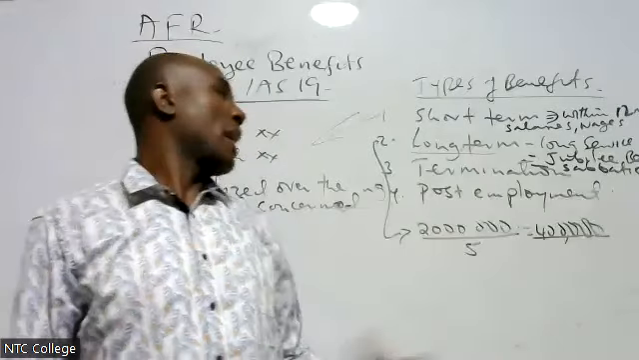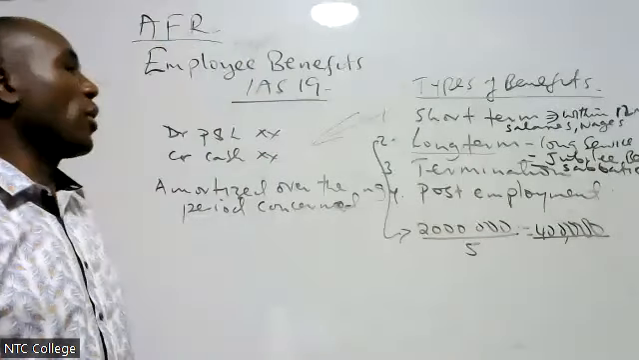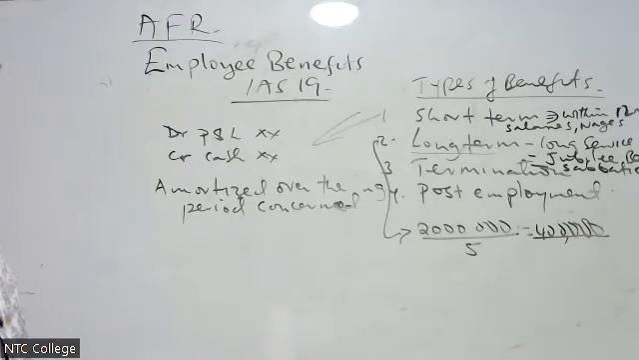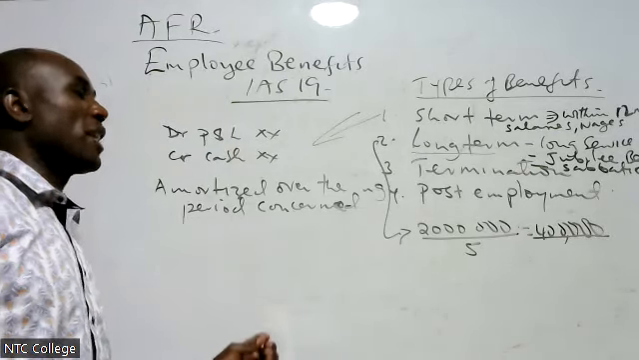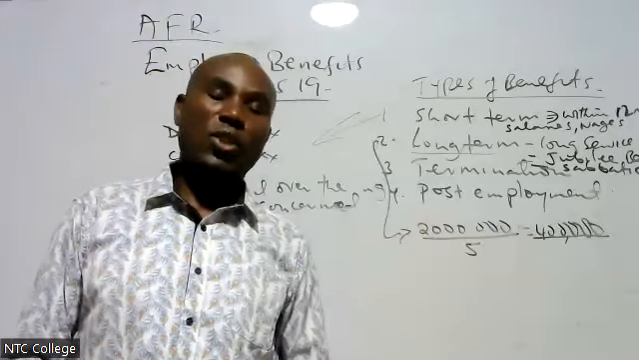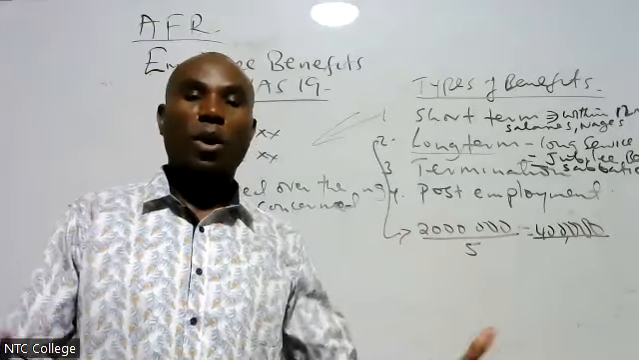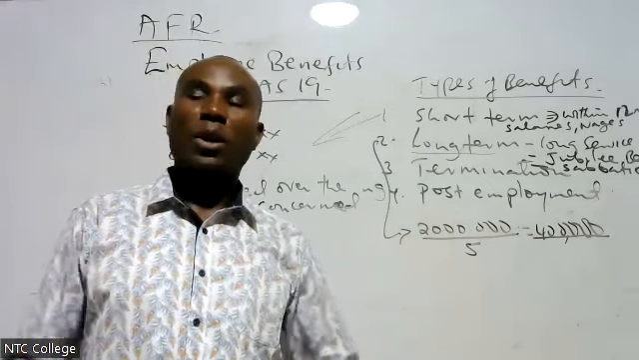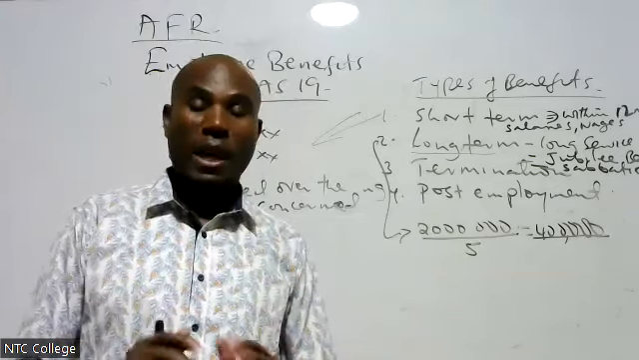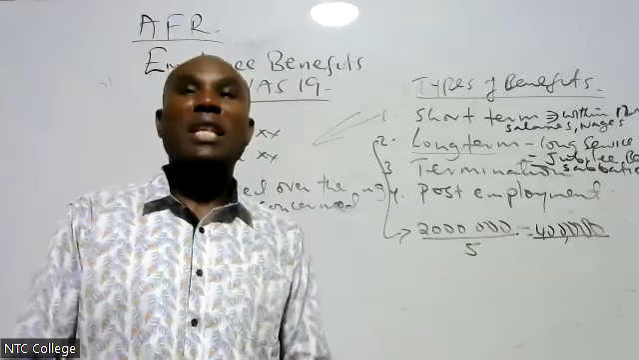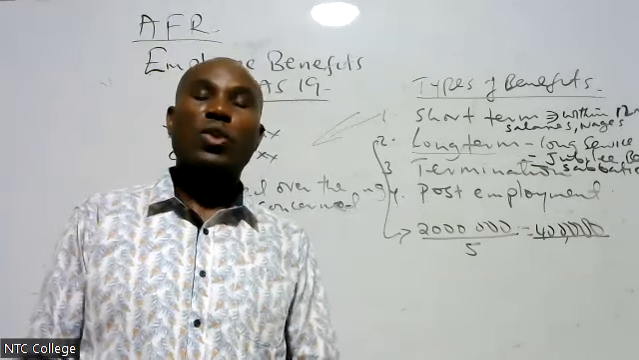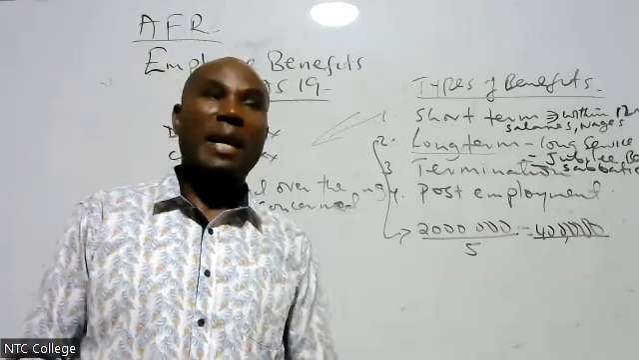Okay, therefore, we are going to amortize it over the period concerned to recognize a liability and the expense there. Then we come to termination. This is where the employer might terminate your contract before normal retirement. Maybe the company is not doing well, therefore they will want to lay off some employees. Now, in the process, these employees need to be compensated. That compensation is what we call termination benefits.